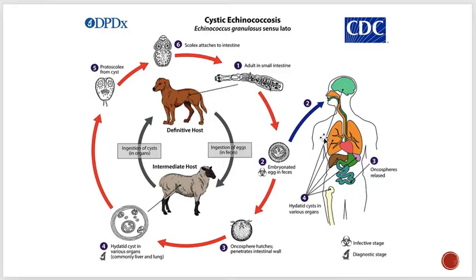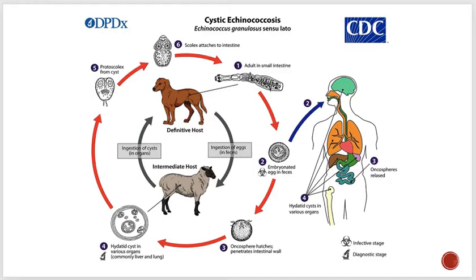You can see over here, if you read: adult in the small intestine, embryonated eggs in the feces, oncospheres hatch and penetrate the intestinal wall, forming hydatid cysts in various organs, commonly the liver and lungs. Then protoscolices develop from the cyst, and the scolex attaches to the intestines and develops into the adult, and again they release eggs. So this is how it completes the life cycle.